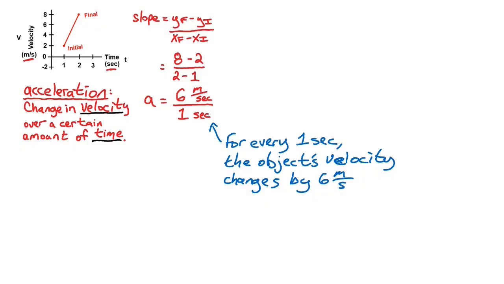Now, once again, looking at this, I'm just going to rewrite this. So what does this 8 represent? Oh, that is our final velocity. What does the 2 represent? Oh, that's our initial velocity. Divided by, once again, instead of final time minus initial time, I'm just going to represent that using our delta t. And this is our formula for acceleration.